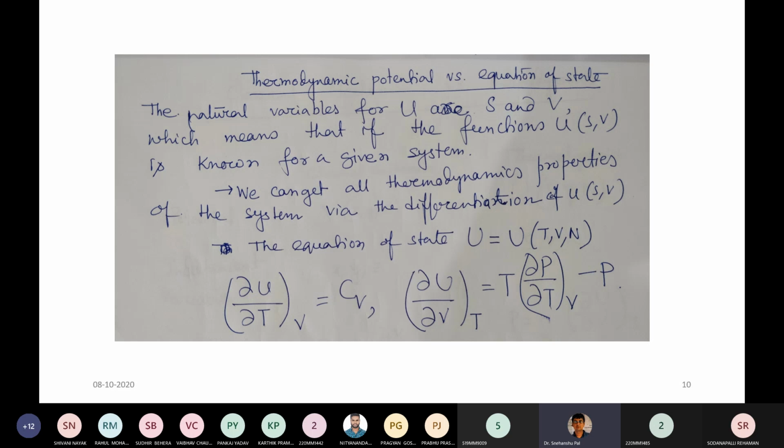Now we have to understand thermodynamic potential versus equation of state. The natural variables of U are S and V, which means that if the function U(S,V) is known for a given system, suppose you know a function U of the natural variables S and V, entropy and volume, then we can get all the thermodynamic properties of the system by differentiating U with respect to S and V. The equation of state then will be U, where U is a function of T, V, and N. Now ∂U/∂T at constant volume is Cv. ∂U/∂V at constant temperature is T(∂P/∂T) at constant volume minus P, if you represent it in such a way.